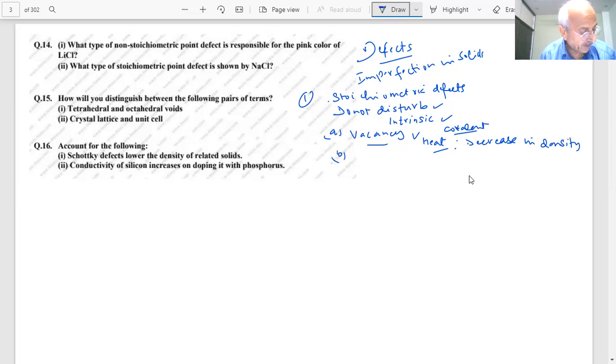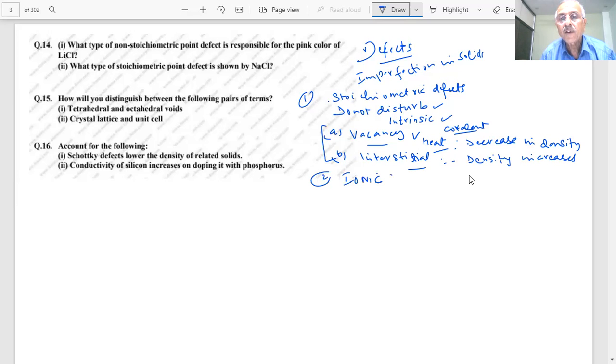And the second type is called, student, interstitial. What will happen in this, student? Sir, in this, some constituent particles occupy the interstitial sites in the crystal. If the size is small, student, they will go. And what will happen to the density in these cases? It will increase. Density increases, student. What will happen in the case of ionic solids, student? What type of defects are you seeing?